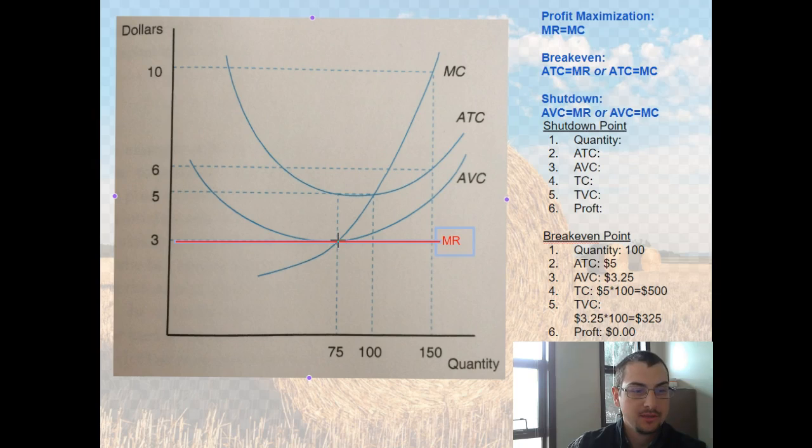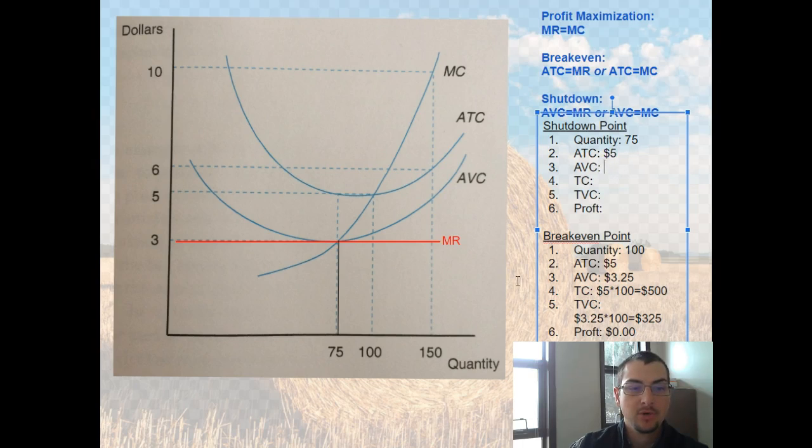So if this is your shutdown point, what quantity are we producing? Well, we are producing at the quantity of 75, so we can go ahead and type that in right here. We're producing 75 units. What is our average total cost? Well, if we follow our average total cost curve up, or we follow this dotted line all the way up, at a quantity of 75 units, our average total cost is actually still $5.